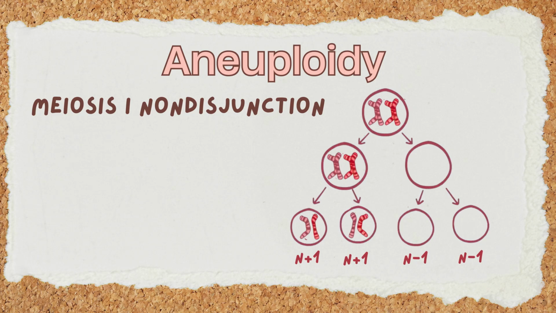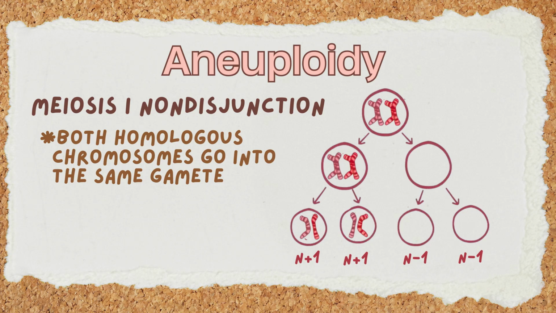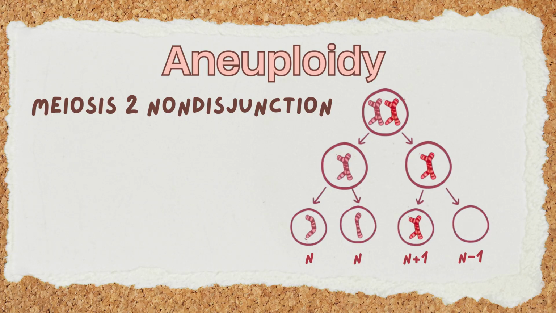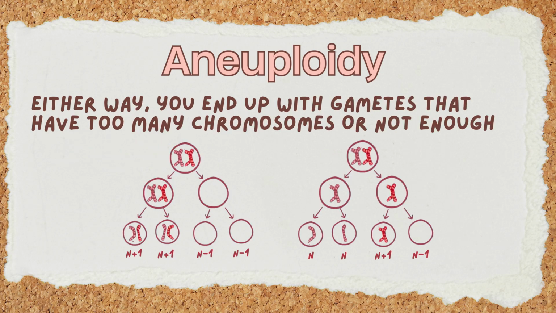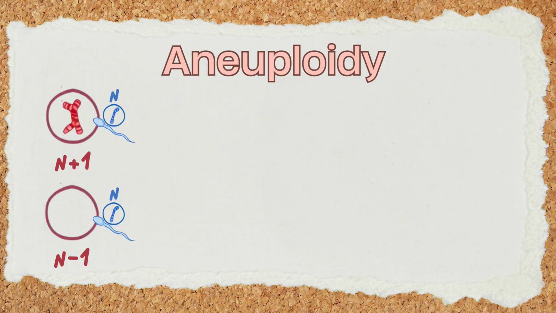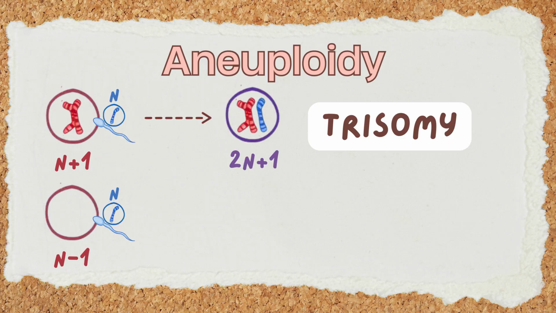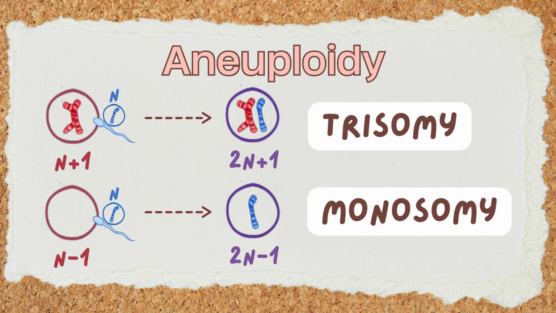Now, if something goes wrong in meiosis 1, non-disjunction, both homologous chromosomes go into the same gamete. If something goes wrong in meiosis 2, non-disjunction, sister chromatids fail to separate. Either way, you end up with gametes that have too many chromosomes or not enough chromosomes. And when that gamete is fertilized, you either get trisomy, which is an extra chromosome, or monosomy, which is a missing chromosome.